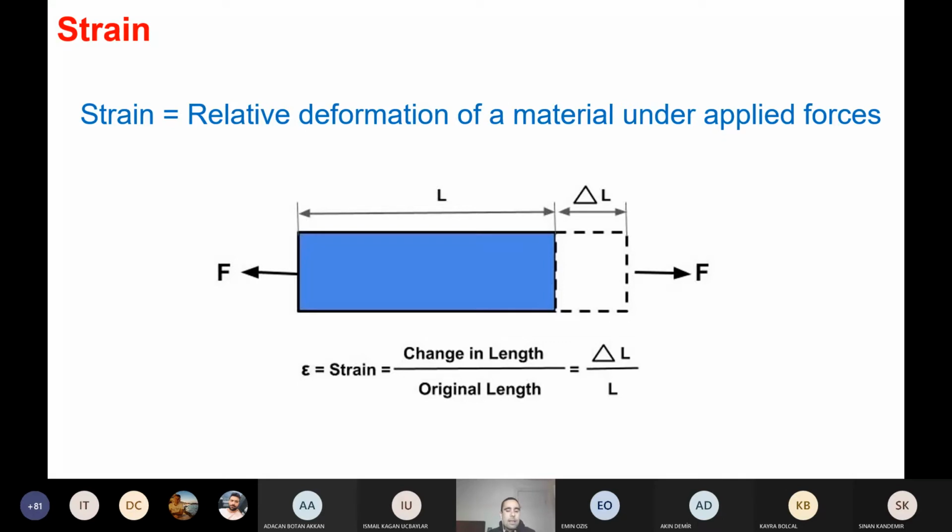But if we just take a steel bar or just a rod, and if we just pull it from two sides, we will clearly see a certain amount of length change, which can be designated as delta L. And the ratio of this delta L to the original length gives us the relative deformation on this part. So we just call this strain.